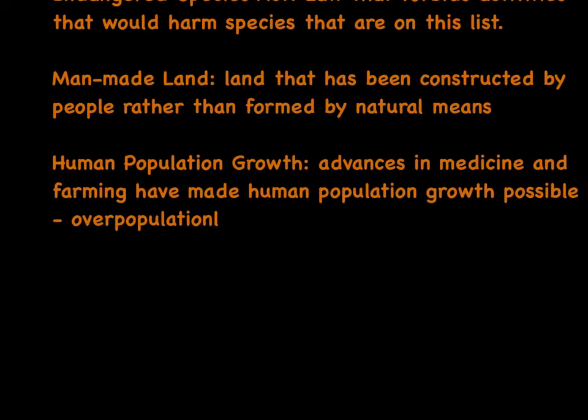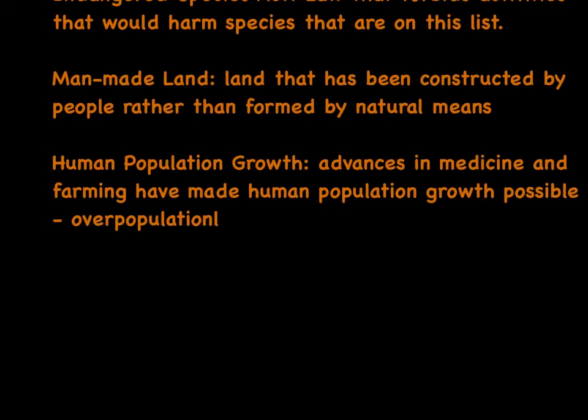Next, I would like to talk about man-made land. This is land that has been constructed by people rather than formed by natural means. So it wasn't formed by nature. For example, volcanoes are formed because lava is spewing up out of the earth, and so we have new earth formed, like Hawaii. That came out of the ocean. Man-made land is when people can actually dump land into the ocean and create their own artificial islands. That occurs around the world.